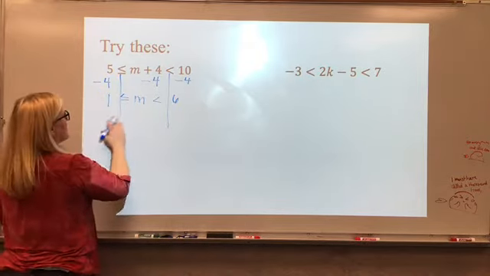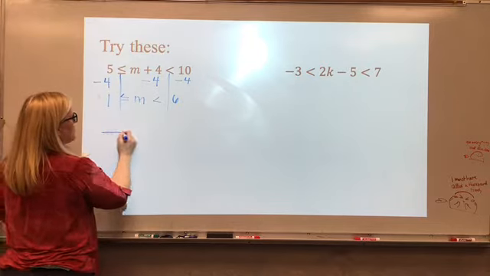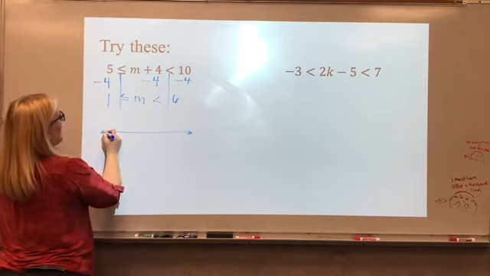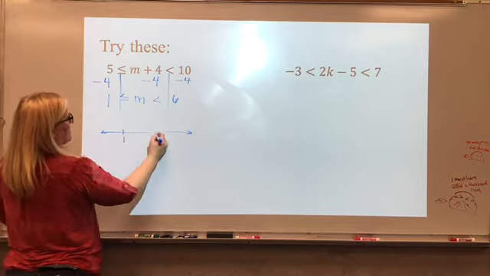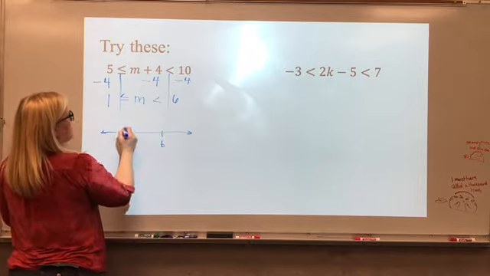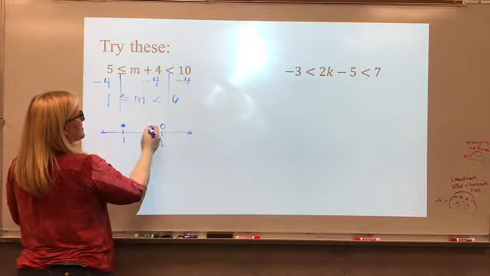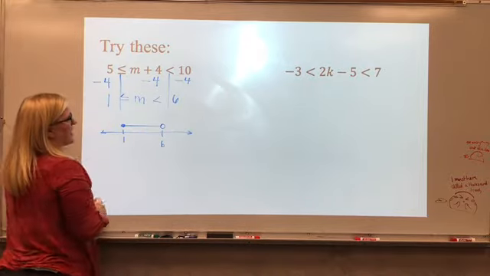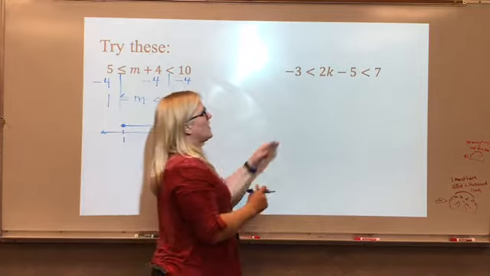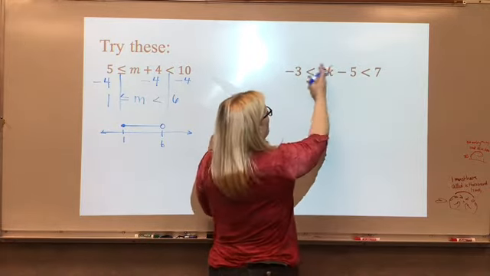And if I graph this, I made these a little bit too long. If I graph this, I'm going to give myself a 1 and a 6. And there's a solid circle on the 1 and an open circle on the 6. And they connect.